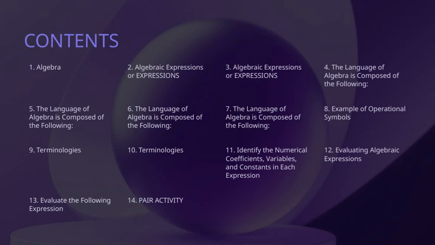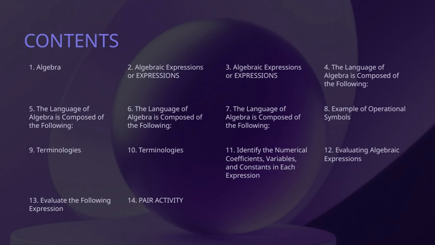Let's take a look at slide 2, which is all about evaluating algebraic expressions. Here, we see the different components that make up algebraic language. First, we have the example of operational symbols, which are the signs like plus, minus, multiply, and divide that tell us what operation to perform. Next, we explore the key elements of algebraic expressions, including numerical coefficients, variables, and constants. Understanding these parts helps us interpret and evaluate expressions correctly.